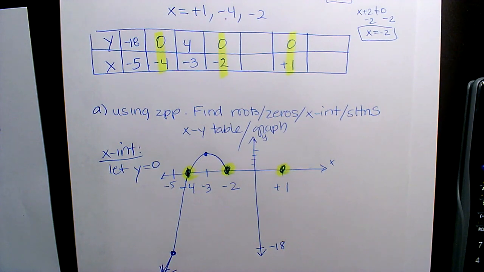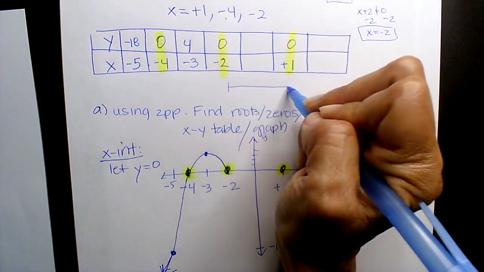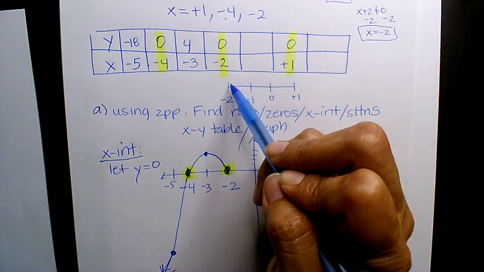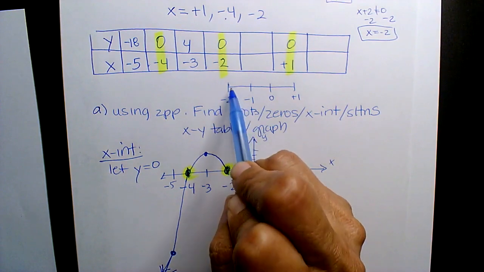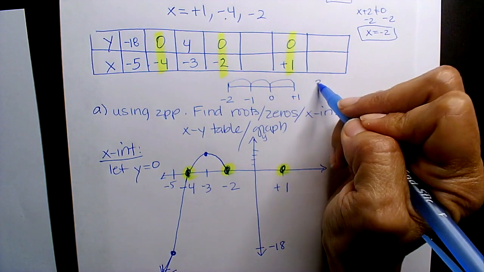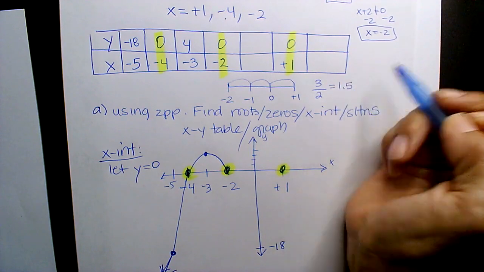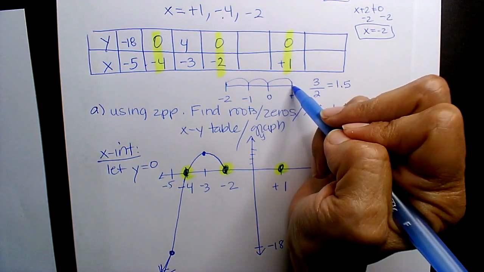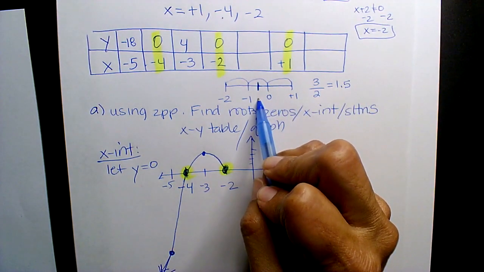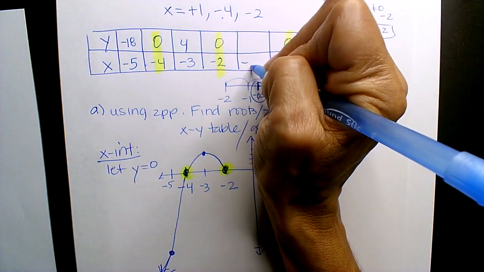For the next one, from -2 to 1. So if here is -2, -1, 0, +1, how many units apart is it? 1, 2, 3. What's half of 3? 1.5. So that's your midpoint. So go 1 unit and a half. And what number is that? Right. So this should be -0.5.